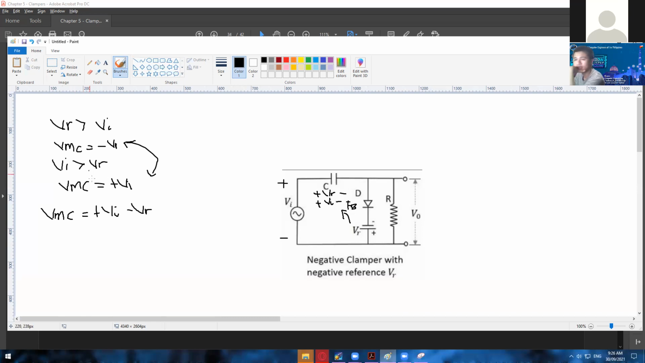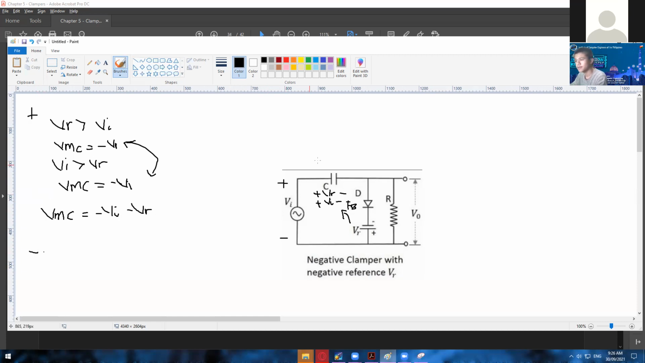But VI is good. This one should be negative. This one is positive VI. Oops, this one is negative, and this one is negative. Still wrong. Sorry for that. This one should be negative, negative VI. So with that, we now have a VMC which is equal to negative VI plus negative VR. And this one is during the positive half cycle.